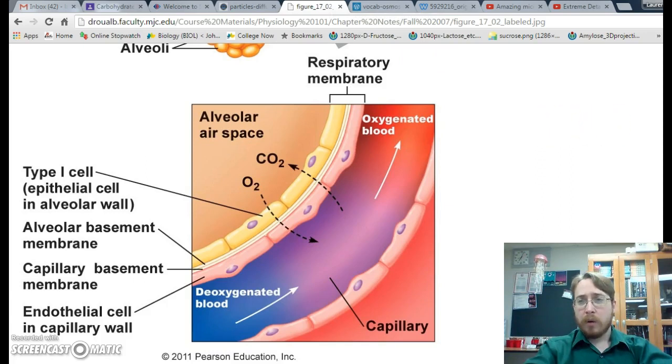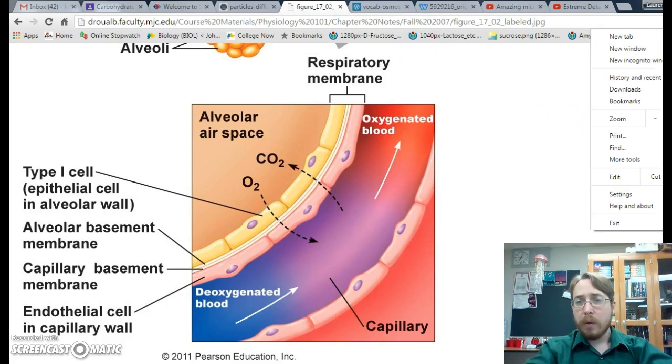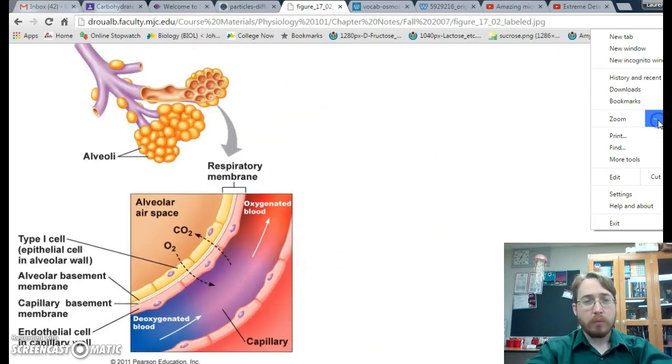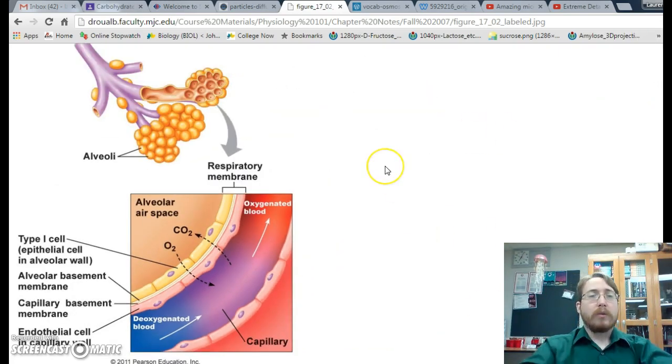Well, how does this matter for biology? Okay, so this matters for gases. In a biological system, gases are pretty unique, and we're talking about oxygen and carbon dioxide.